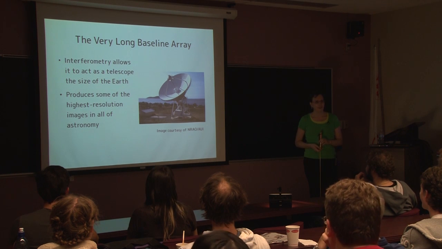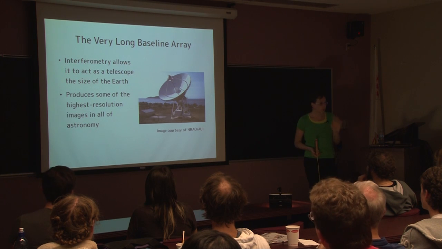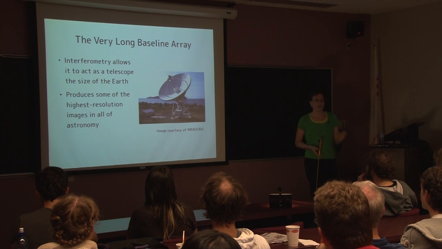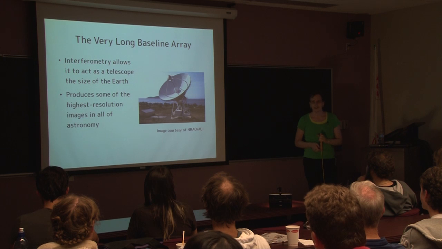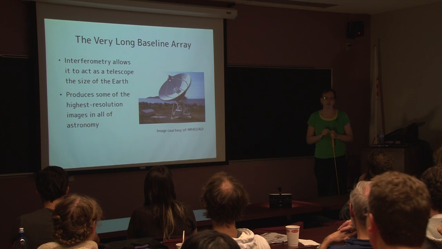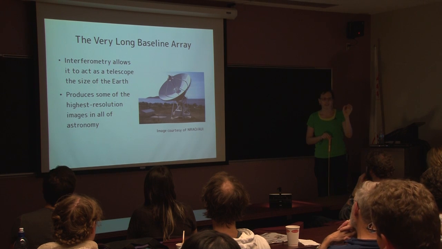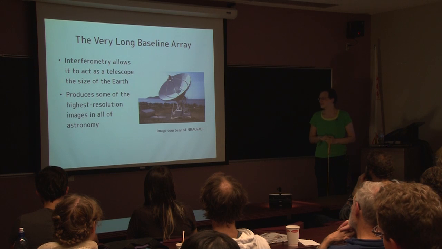And with a telescope the size of the Earth, you can actually produce the highest resolution images in all of astronomy. More so than optical, more so than any other band, you can get really high resolution images of the sky. Now, there are limitations. Your images tend to look kind of blobby, but you can observe. You can look at little tiny things, or great big things that are really, really far away.